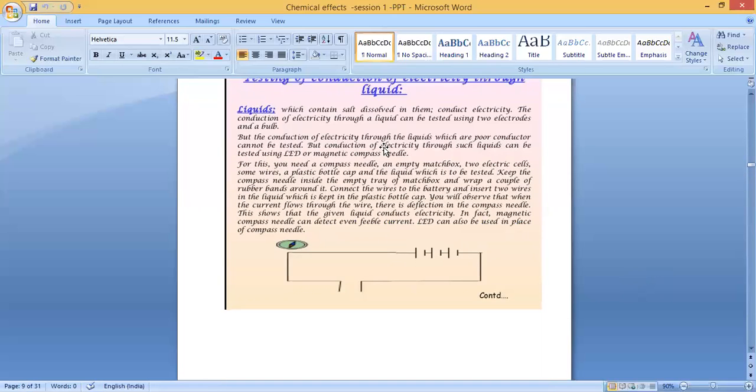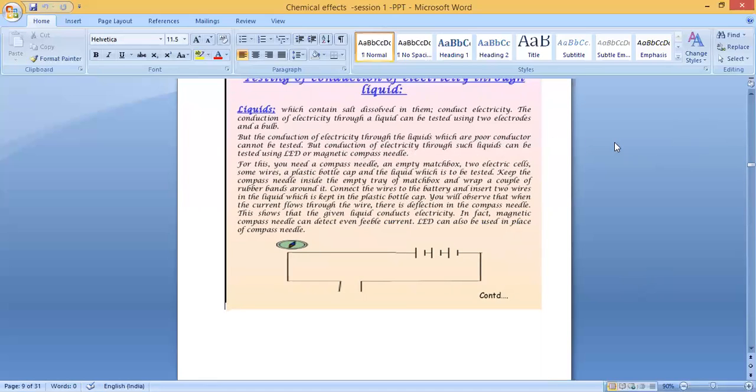But the conduction of electricity through liquids which are poor conductors cannot be tested this way. If very little current is passing through them, sometimes we cannot test it. But conduction of electricity through such liquids can be tested using an LED, light emitting diode, or a magnetic compass needle.